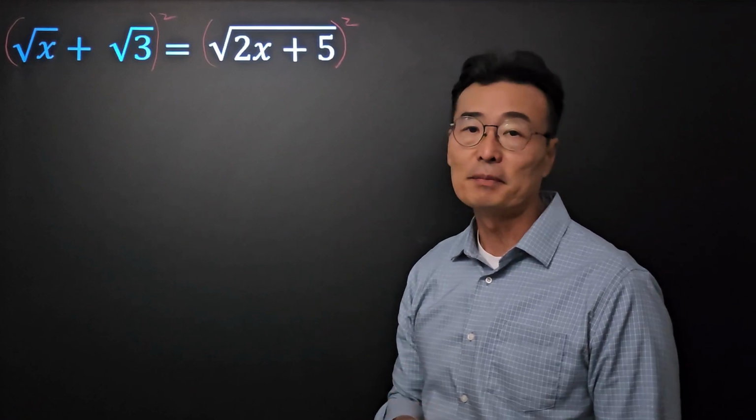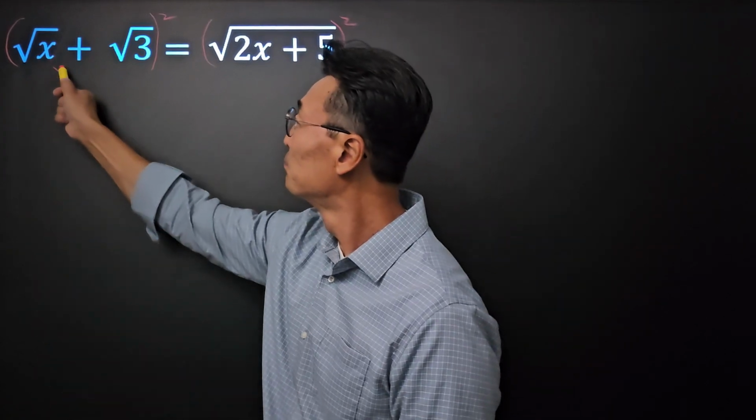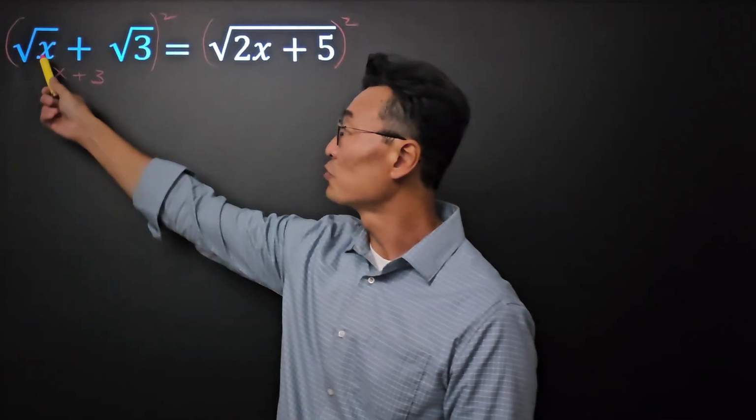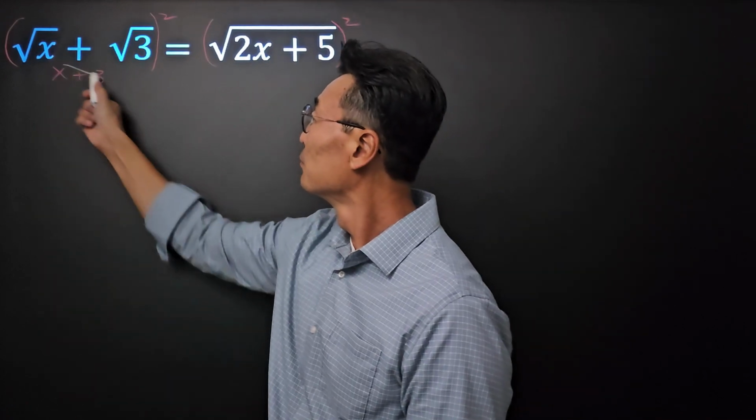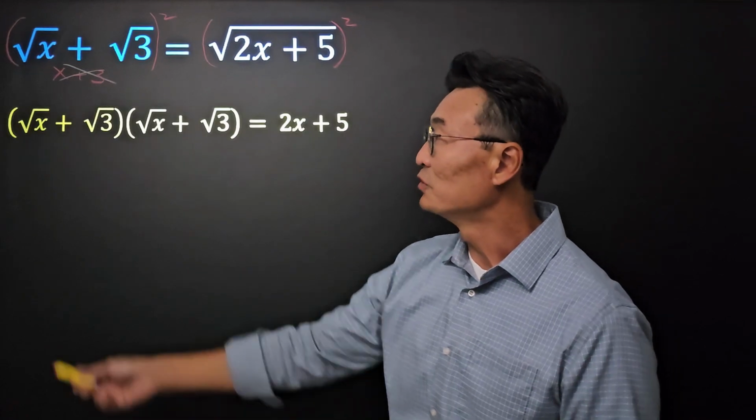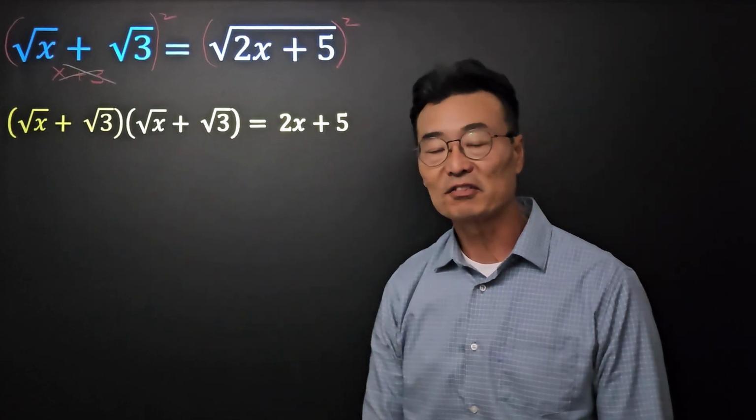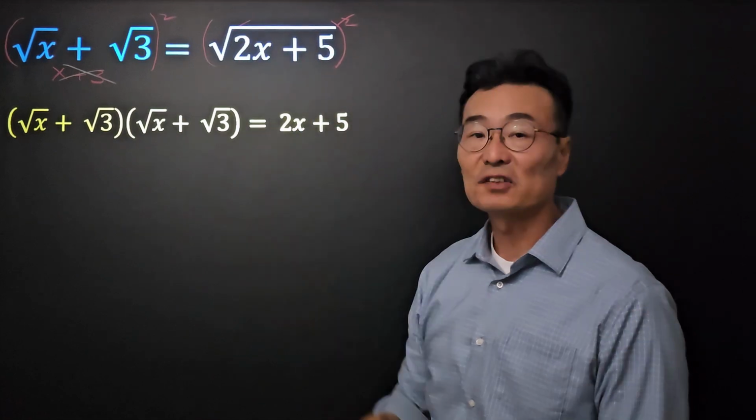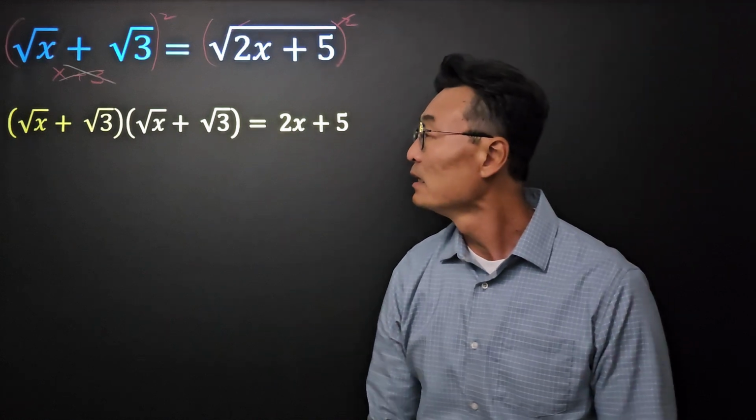Here, the mistake that you don't want to make is that when you square root x plus root 3, if you simply end up with x plus 3 because you square the root x and root 3, that's a big no-no. What we instead have to do is take that root x plus root 3, multiply by root x plus root 3. And of course, on the right side, the square sign and the square root sign will cancel each other out, giving us 2x plus 5.